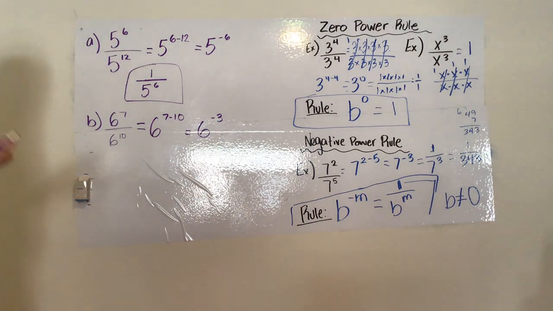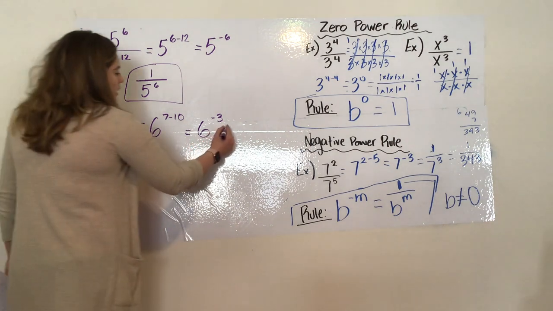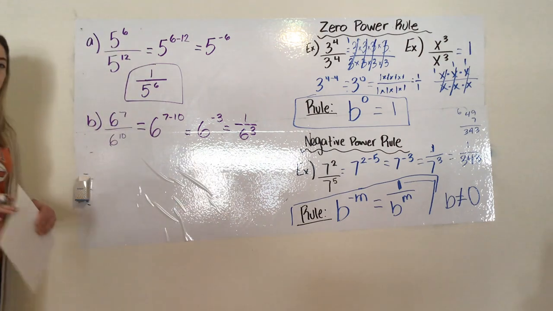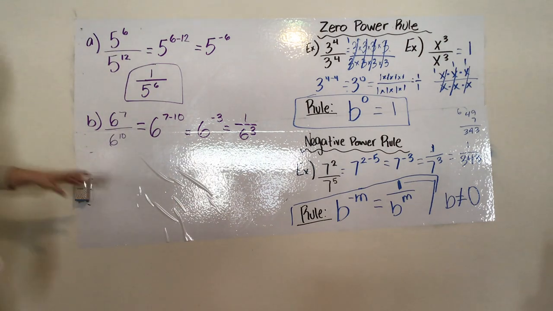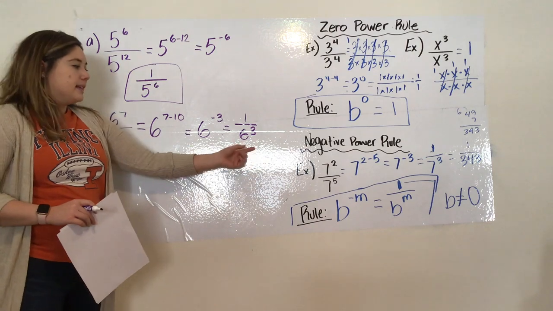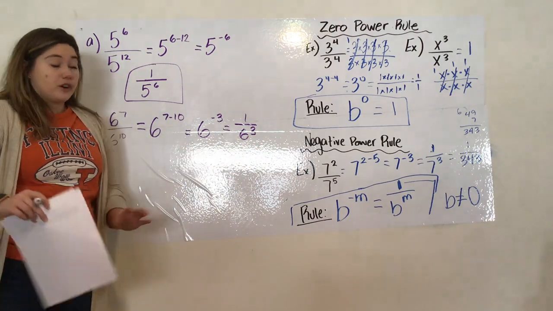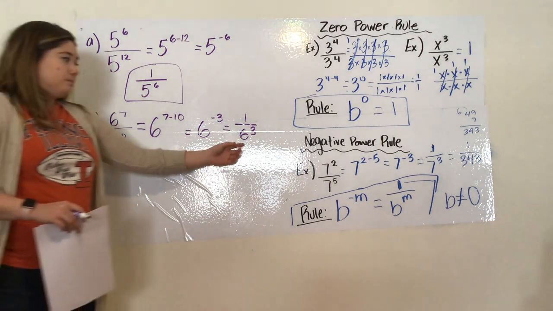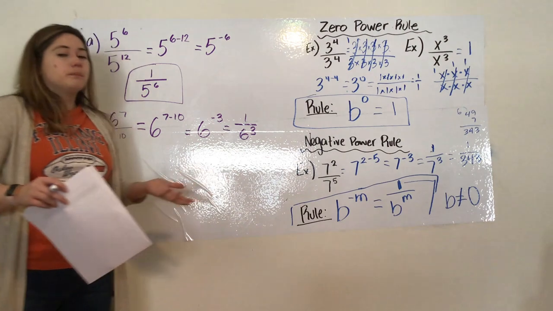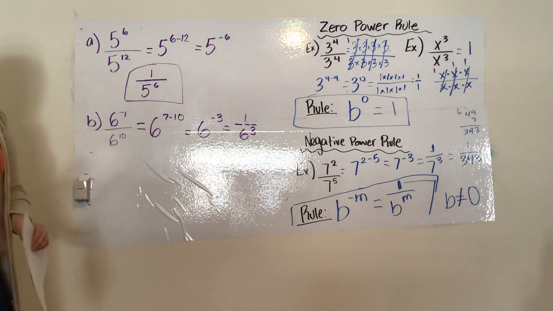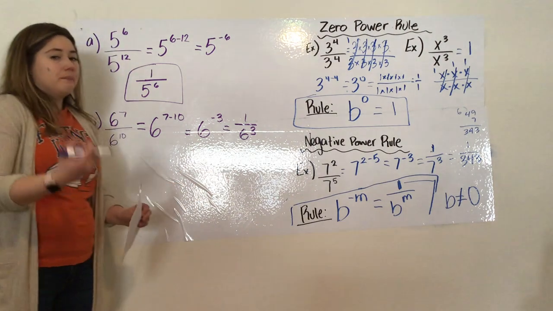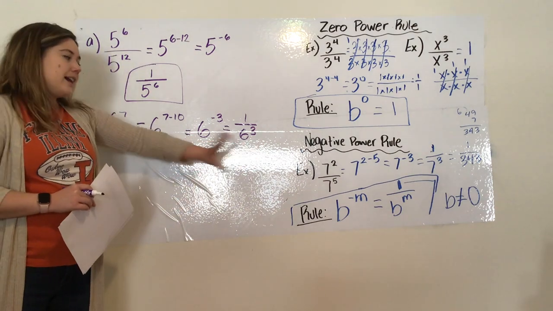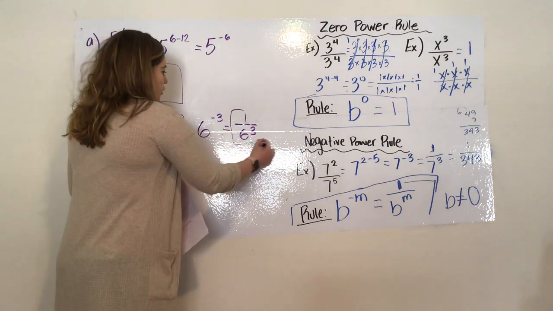Again, if I only want to write it as a positive exponent, it's equal to 1 over 6 to the third power. The reason I'm not simplifying these is because right now it really doesn't matter. You can for sure simplify 1 over 5 to the power of 6 or 1 over 6 cubed, but it's really not necessary at this moment in time. When we get into more complex expressions, they might want you to write it in simplest terms. But right now, it's fine written just like this.